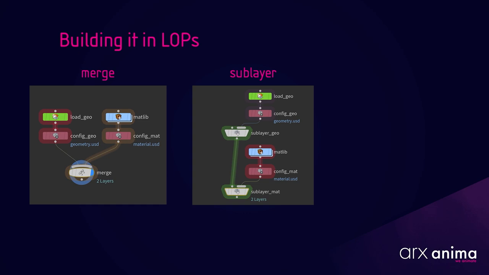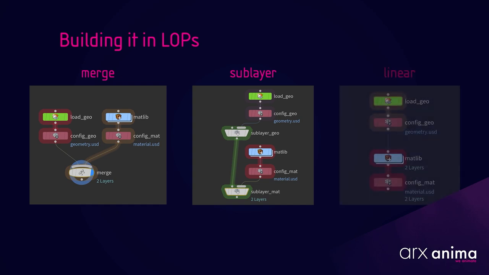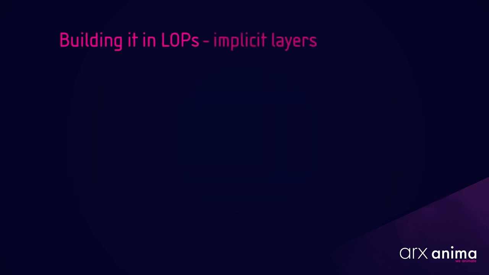When we are choosing the right kind of node setup, in most cases we will choose the linear one layer after the other with the configure layer approach, when there is no other reason to use a different one. When it comes to building more complex setups in LOPs, one thing we are faced with is the way layers are handled in Solaris, especially the implicit layers. Gaining a better understanding of how it works and what will be written where made things a lot smoother for us to work with LOPs.